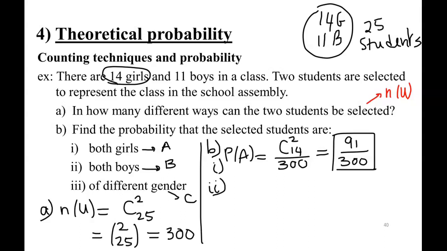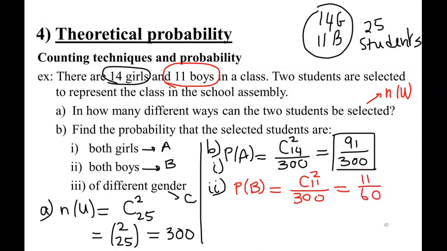Now for part I, choosing a group of 2 boys. To choose a group of 2 boys, we've basically then chosen the 2 boys out of the 11 boys in the class. Therefore, the probability of B is the combination of 2 out of 11 divided by the total number of possible outcomes, which is 300, which simplifies into 11 out of 60.